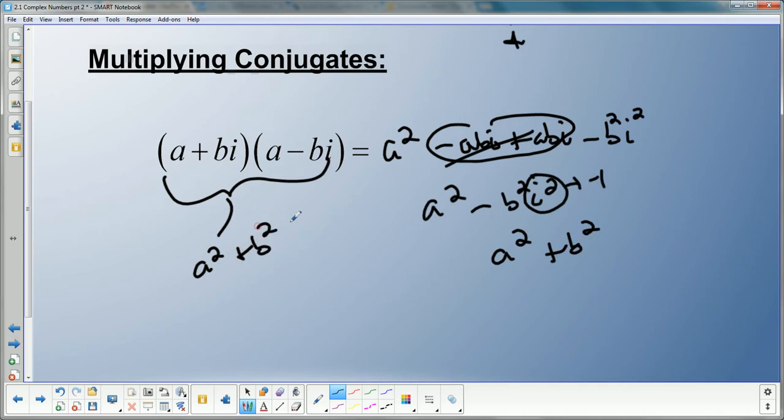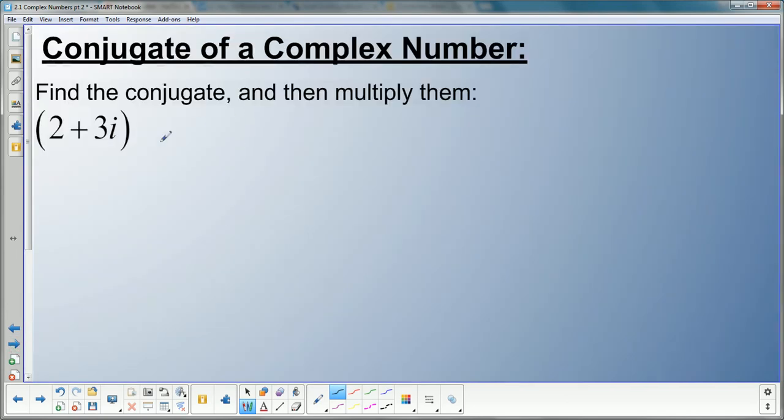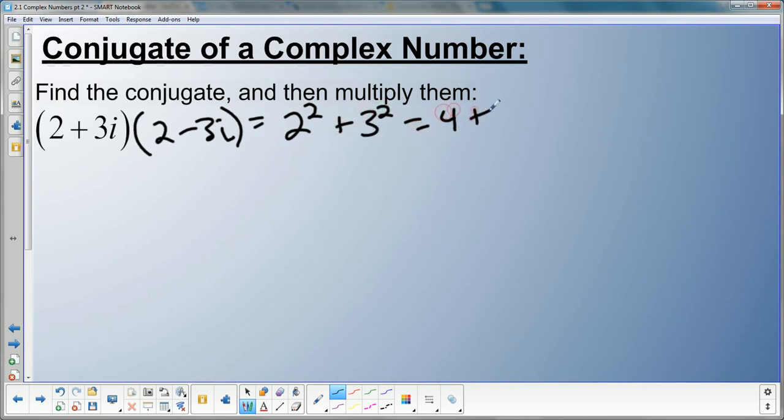Okay, so really when multiplying conjugates, you're going to want to remember that we can simplify the process by just remembering that it's a squared plus b squared. If you don't want to remember it, that's fine. You can always do this longhand multiplication. It's not going to take you that much longer. But multiplying conjugates, which is going to be very important for division, is always just going to get you a squared plus b squared. If we talk about a conjugate, the conjugate of this would be 2 minus 3i, which remember is going to be a squared plus b squared, or 4 plus 9 would give us 13. And that's the multiplication of those conjugates.